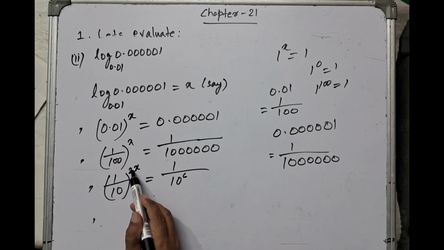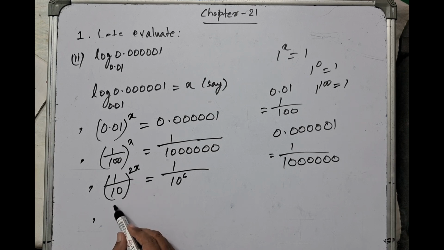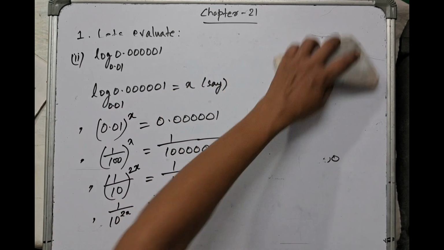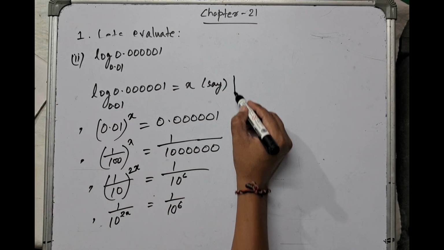So 1 raised to power 2x is 1, isn't it? So this becomes 1. Now this 10 to the power 2x, isn't it? So 1 upon 10 to the power 2x equal to 1 upon 10 to the power 6. Okay. Now let me continue this sum here.